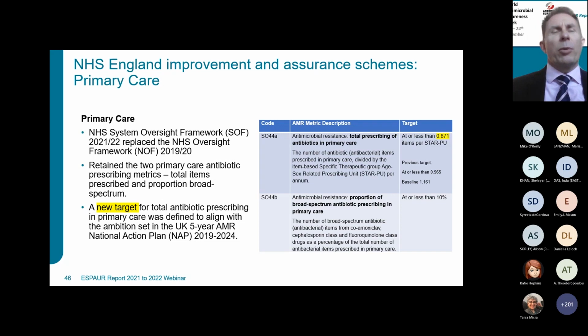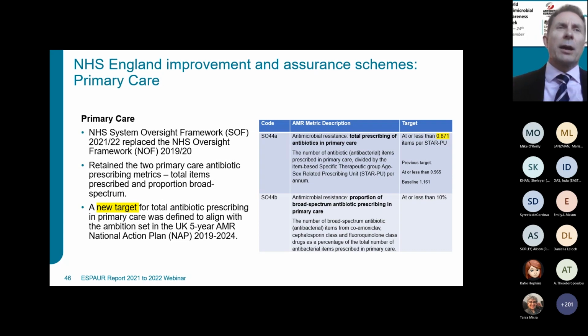And two important metrics were retained in the system oversight framework, which were the metrics for total antibiotic prescribing in primary care and the proportion of those antibiotics that were broad spectrum agents. And it wasn't guaranteed that those metrics would be carried forward in the oversight framework. So we were grateful to the oversight framework team and NHS England for continuing to support AMR as a high priority. So those two metrics were carried forward.